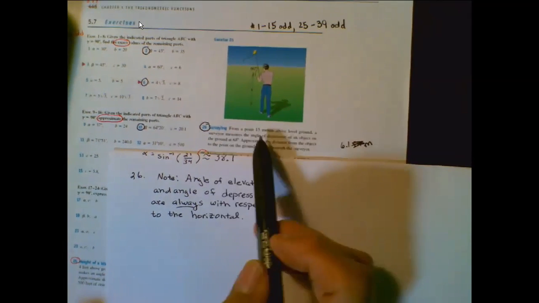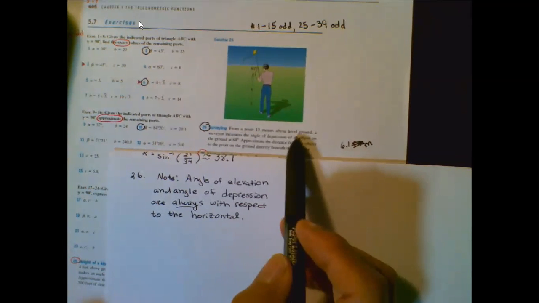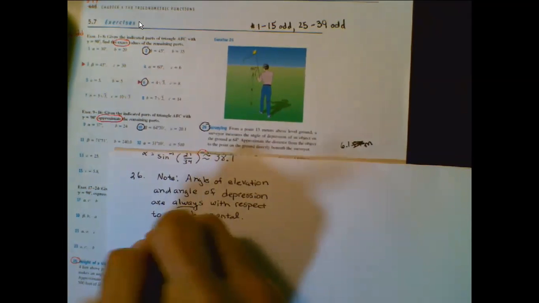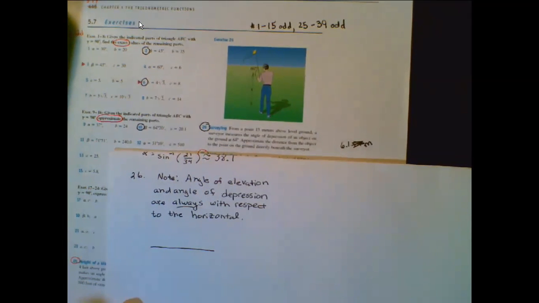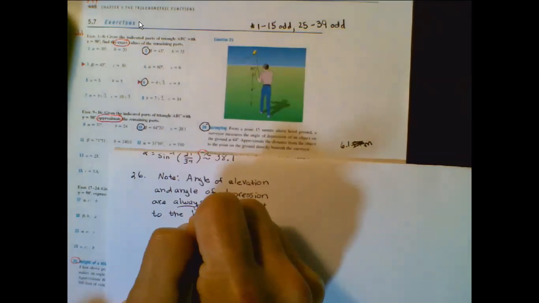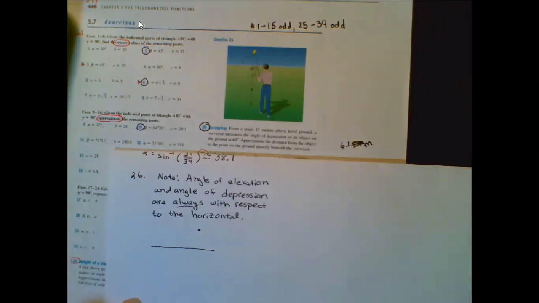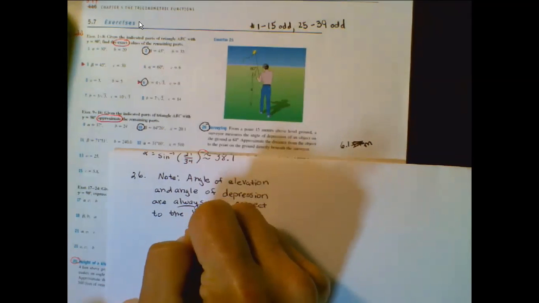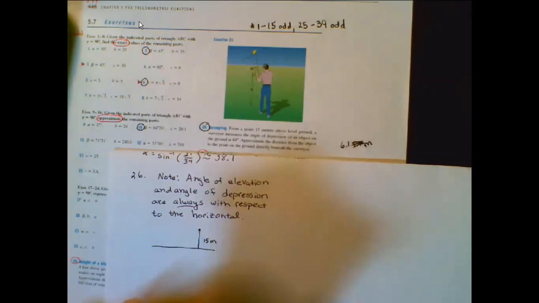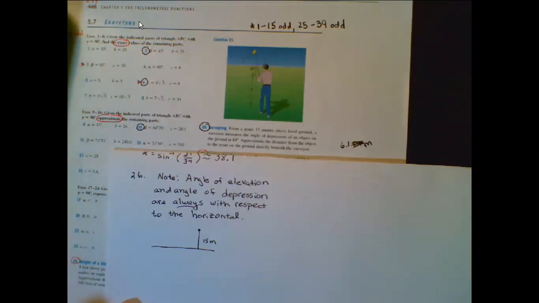So number 26 says, from a point 15 meters above level ground is one of the two things I can draw. And then I can draw a point and say that point is 15 meters above level ground. From a point 15 meters above level ground, a surveyor measures the angle of depression of an object on the ground at 68 degrees.